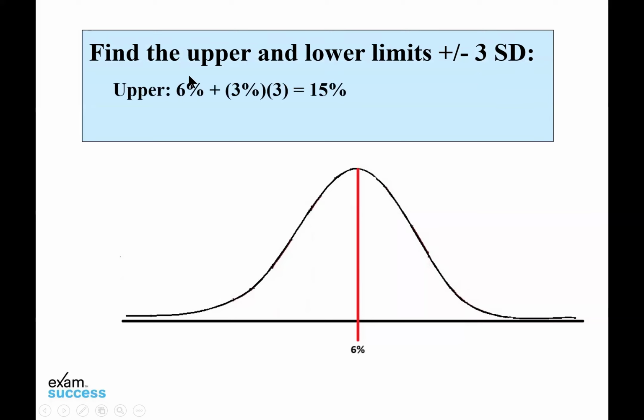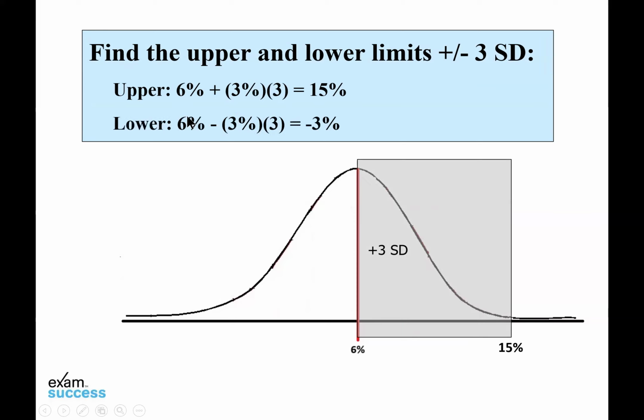Expected value, 6%, plus standard deviation, 3%, times 3, the number of deviations away from the mean, or the expected value. 3 times 3 is 9. 9 plus 6 is 15. So this upper limit is going to be 15%. What's the lower limit? Let's use the formula. 6% minus 3 times 3. 3 times 3 is 9. 6 minus 9, negative 3%. So the lower limit is negative 3%.